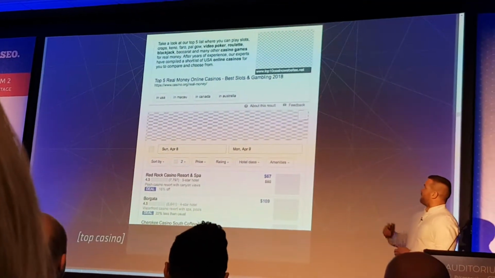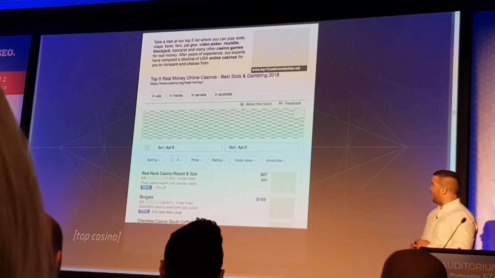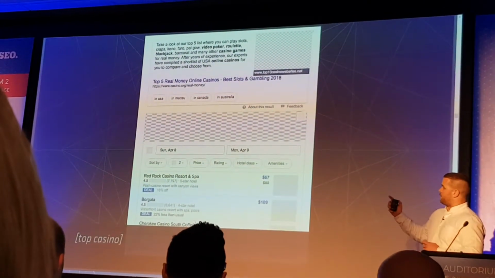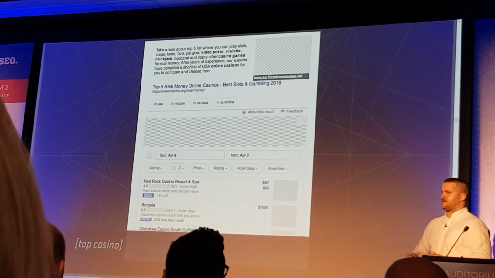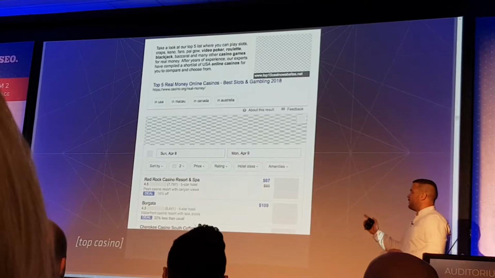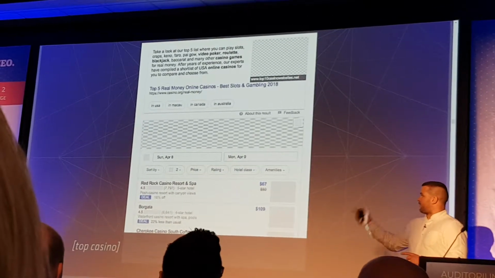So this is from STAT, which is why the graphics are a bit weird. We stripped them out so it doesn't fall foul of Google. And what we're looking at here is the keyword "top casino." What you see on top is a snippet that's addressing online casinos, and what you see on the bottom is a places pack that's addressing local Vancouver casinos. The Red Rock was a terrible casino.